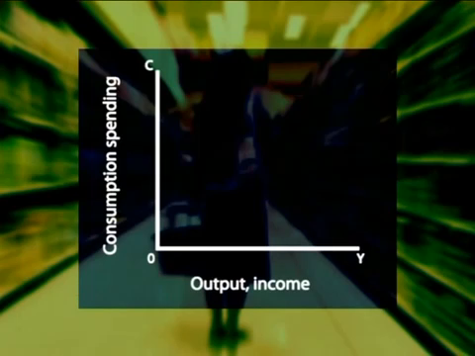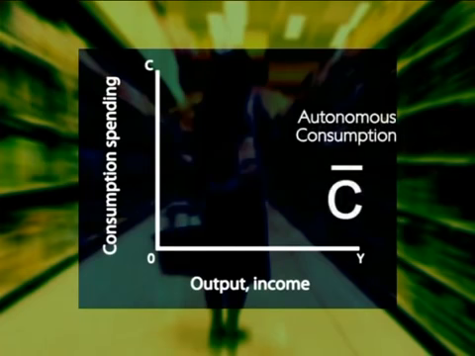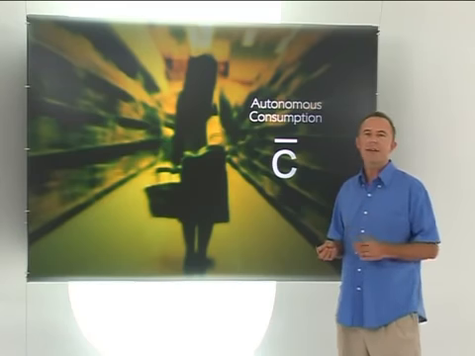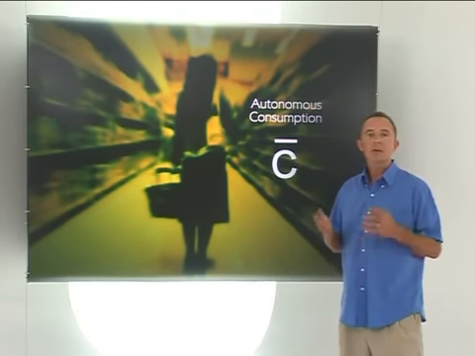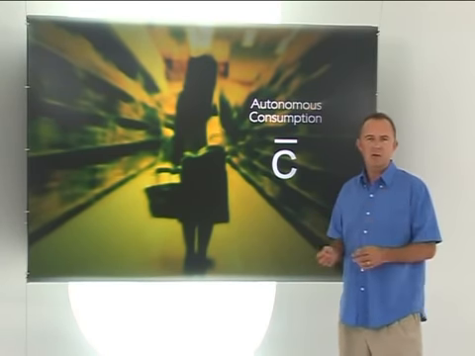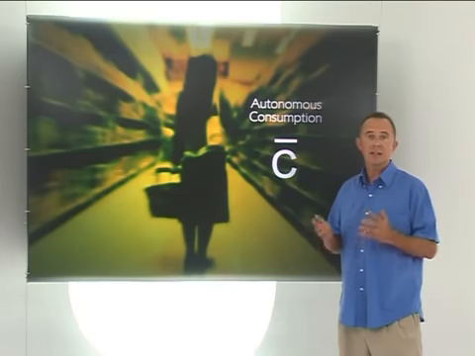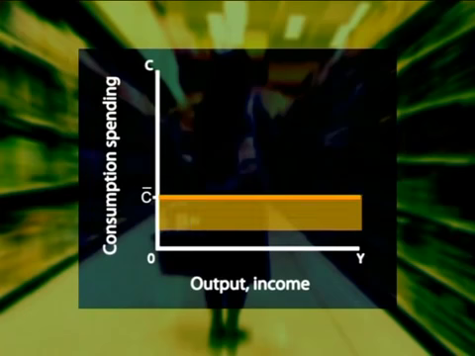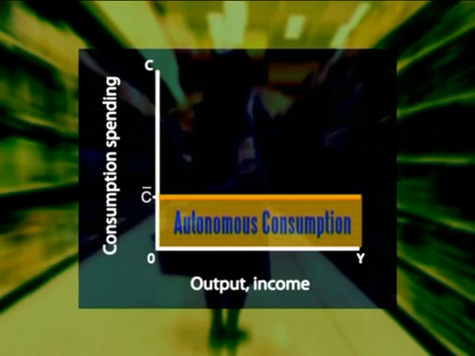We can illustrate this consumption function as a graph. The horizontal axis reflects the level of income, Y, and the vertical axis, consumption spending, C. Autonomous consumption, C bar, is that part of consumption spending that is independent of the level of income. We've seen that even if income's zero, some consumption spending still takes place. And this is why, in this graph, autonomous consumption spending starts at a point on the vertical axis above zero.